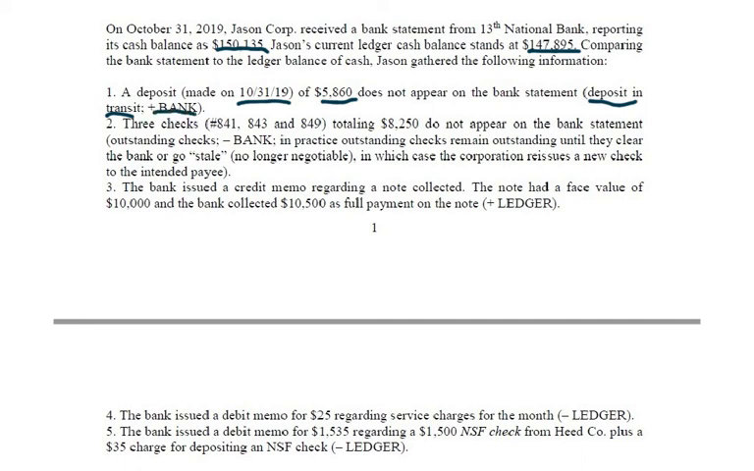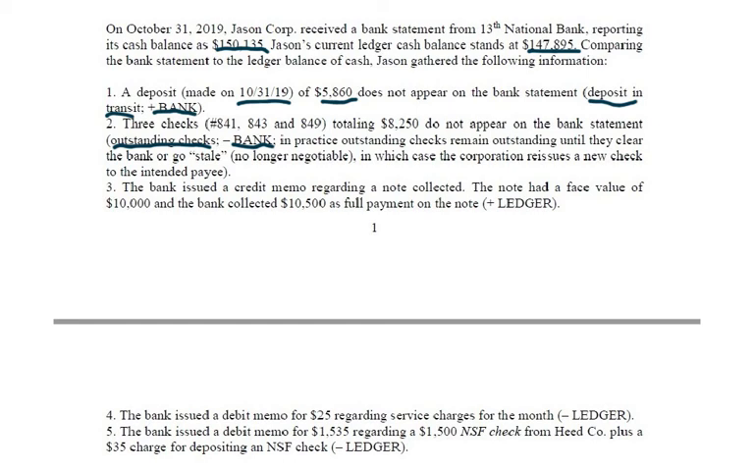Number two, you had three checks, 841, 43, and 49, totaling $8,250. They do not appear in the bank statement. These are examples of outstanding checks, and they should all be subtracted from the bank balance. Once again, to recap, you added the deposit because you've already added it to your company balance; the bank hasn't received it yet. You subtract the checks because you've already subtracted them from your cash balance, but the bank has not.